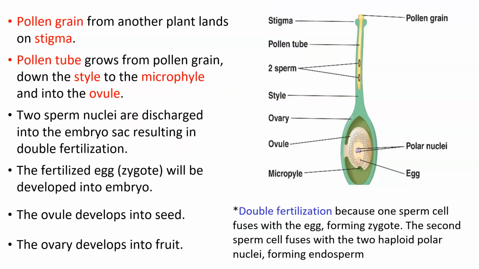So it says here the pollen grain will land on the stigma. Pollen grain from another plant lands on the stigma. So this is if it involves cross pollination. But there are also plants that can undergo self-fertilization. So the same flower can undergo self-fertilization, or a flower from the same plant. So a flower from the same plant, that is self-fertilization.